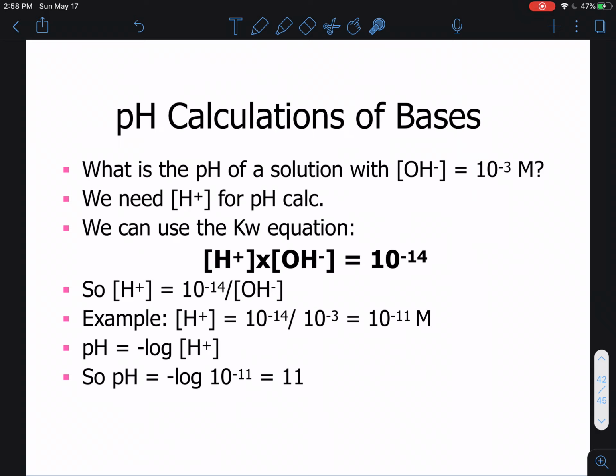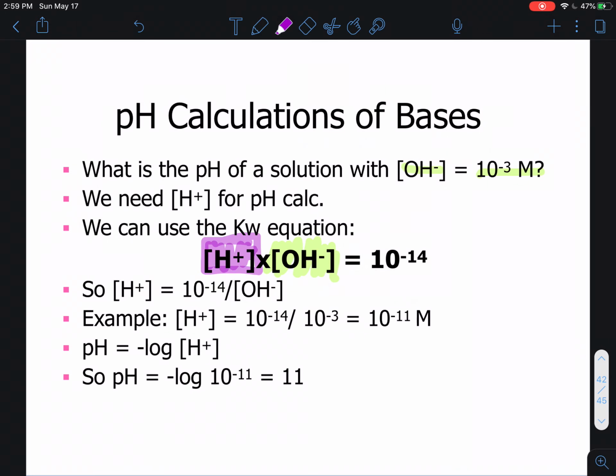So if you want to calculate the pH of bases, say you're given the solution concentration of hydroxide anions to be 10 to the negative 3, and you want to know what the pH of the whole thing is. The first thing you're going to have to do is understand that this equation right here, right? We have this. So we're going to first have to rearrange and solve for this, okay?